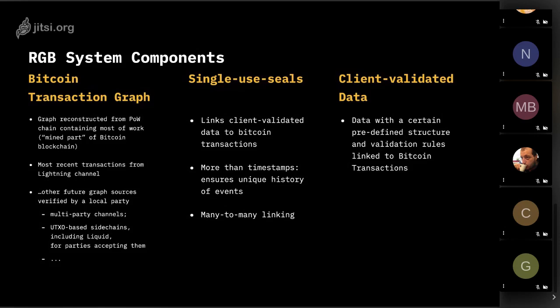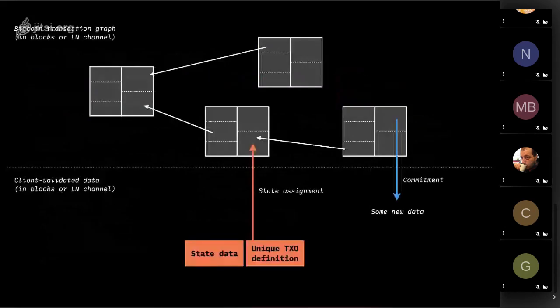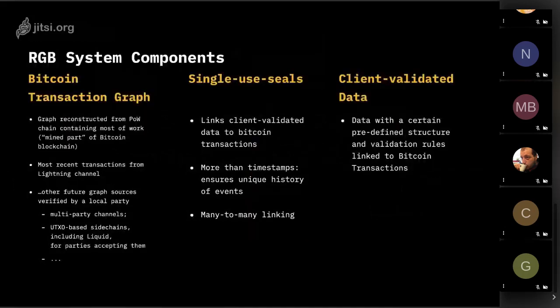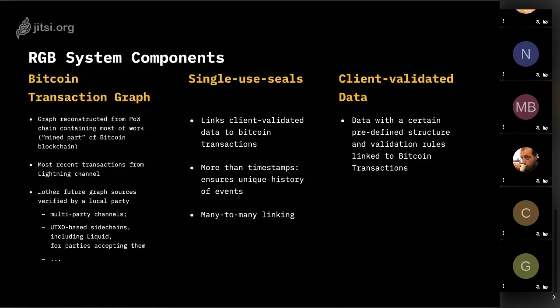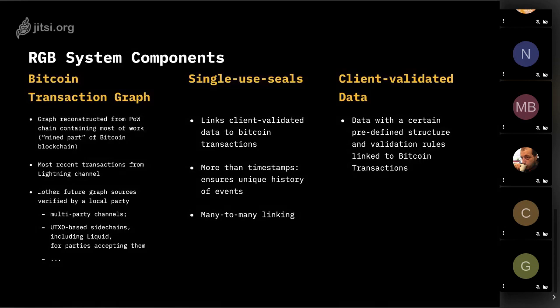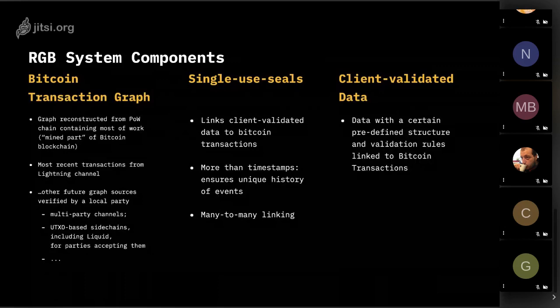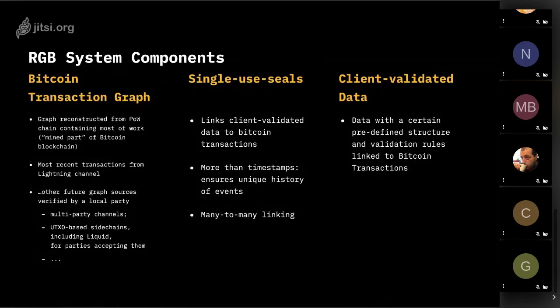They are more than just timestamps, because many people know about timestamps, so you just commit to some data in a Bitcoin transaction like I've shown here with the blue arrow, but it wouldn't work if you just do a commitment. You need to have a unique history of the commitments. The history with steps that can be linked to each other and with which you can prove that there was no alternative history being created. Otherwise, you will be able, for instance, to double spend assets with RGB. That's why single-use seals are a more complex thing than just timestamps.